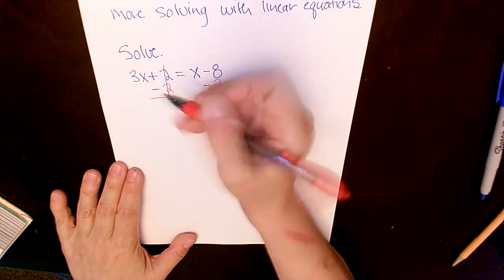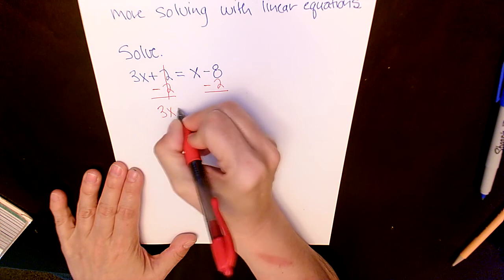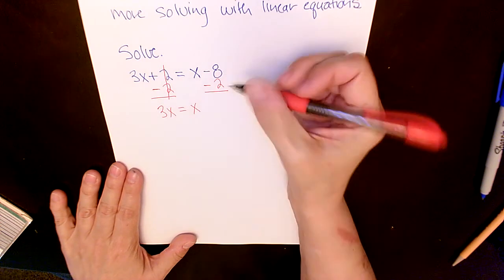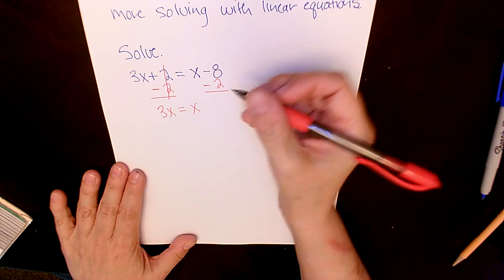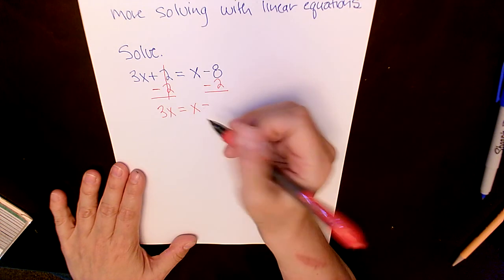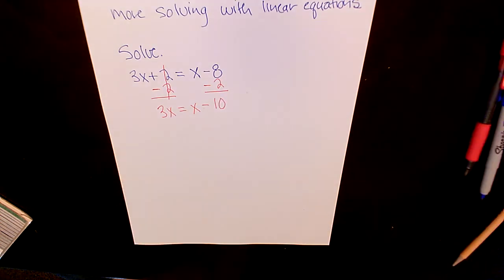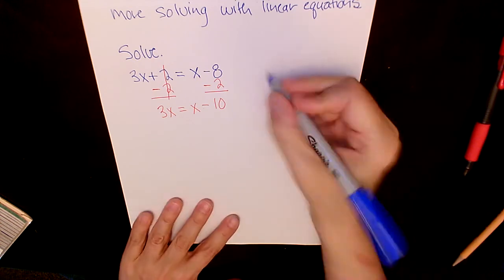So 2 minus 2, those go. Negative 8 and negative 2, I'm going to add them together because they're both negative, and that gets me a negative 10. So I'm going to repeat step 2. Let me make a note of that.